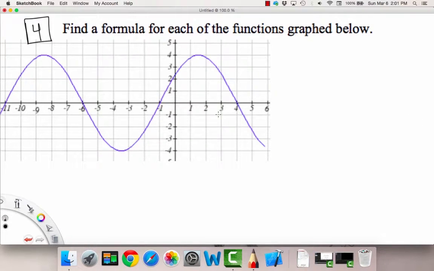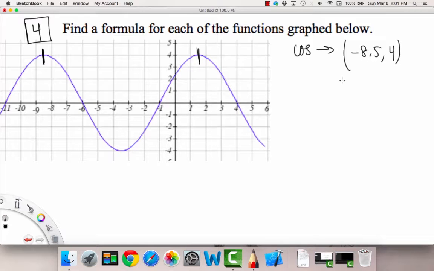Okay, so now for number 4, we're supposed to find a formula for this function graphed below. The first thing is, this could be a sine graph, possibly, or it could be a cosine graph. So let's determine which one we want to use, because technically you could use either one, because sine and cosine are basically the same shape, just shifted horizontally by a factor of pi over 2. Anyways, so let's say we wanted to use cosine. So let's say the cosine graph starts here and ends here. So for cosine, our start point would be negative 8.5 comma 4.